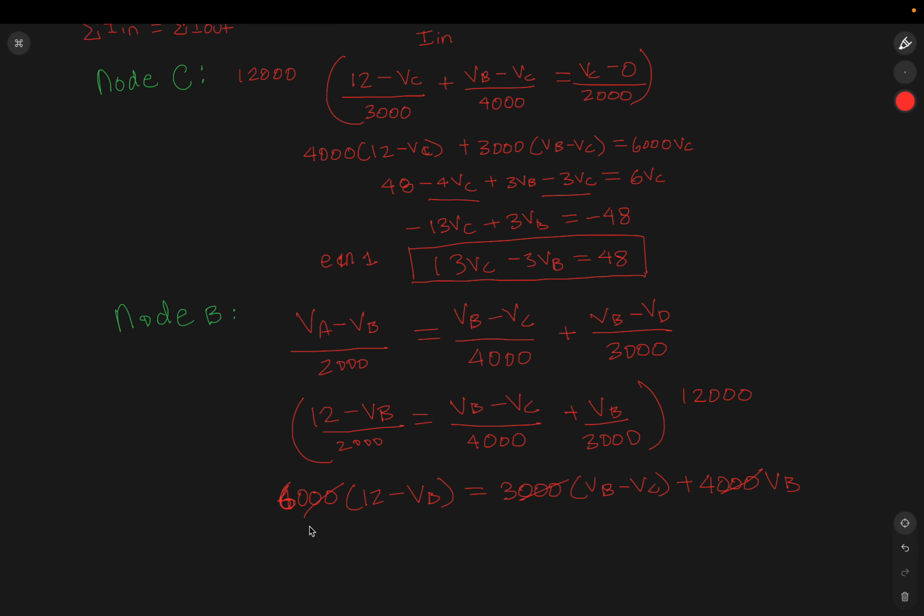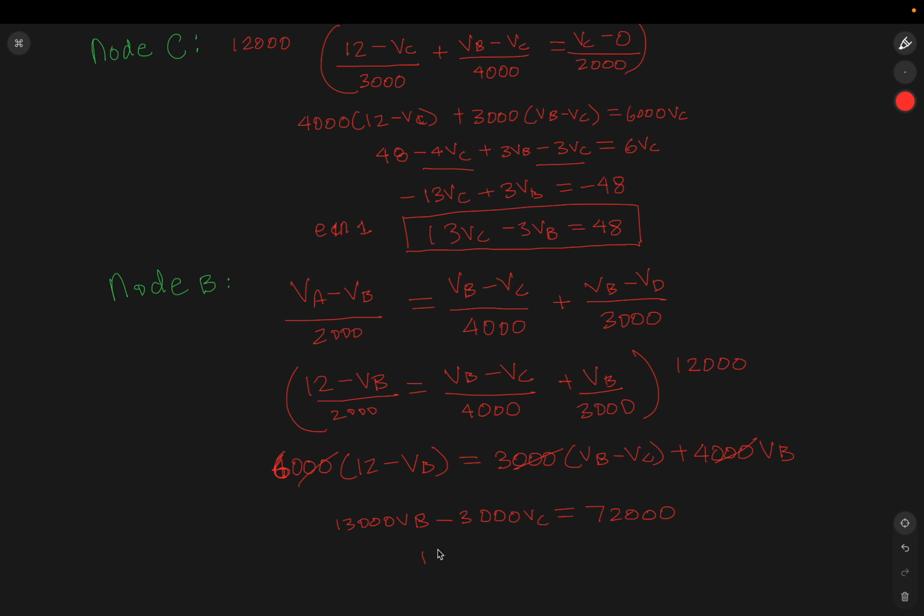And we get, I'm going to skip a few steps ahead just because this is all algebra. So we get 13,000 VB minus 3,000 VC equals 72,000. Oh yeah, we divided by 1,000. So we're going to rewrite that as 13 VB minus 3 VC equals 72. So this is our equation 2.